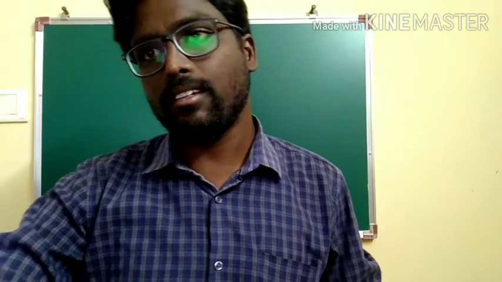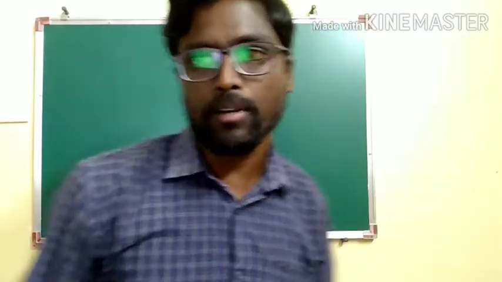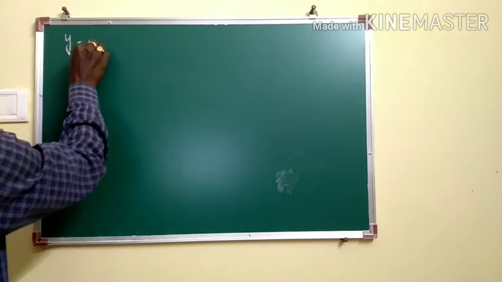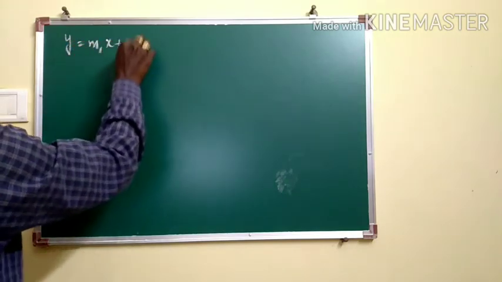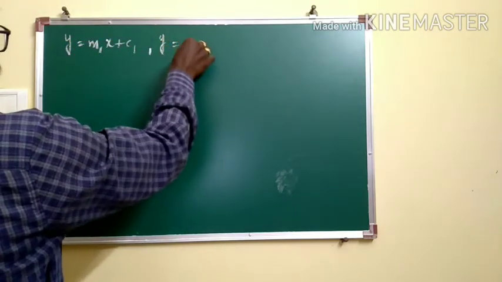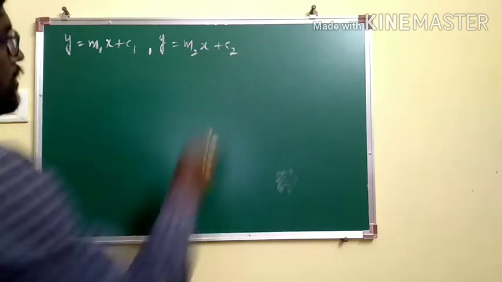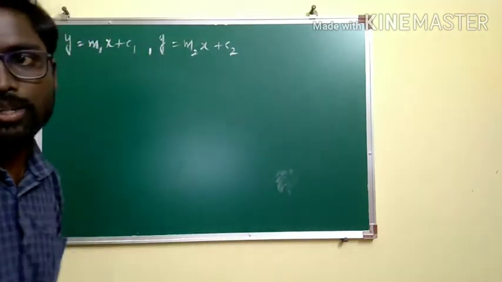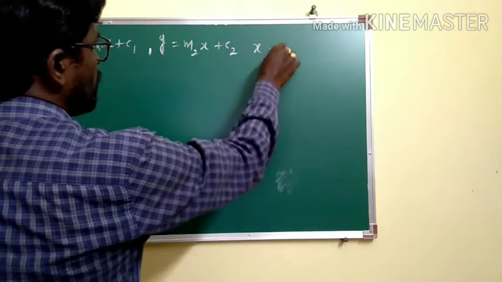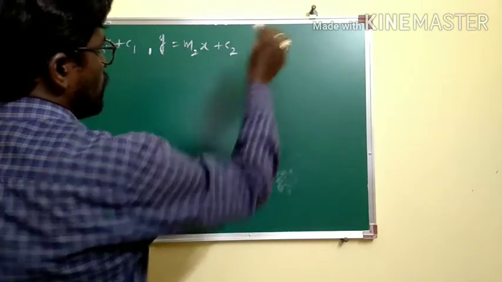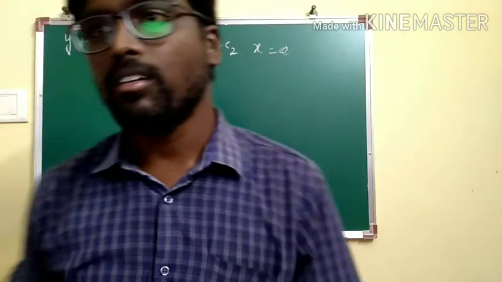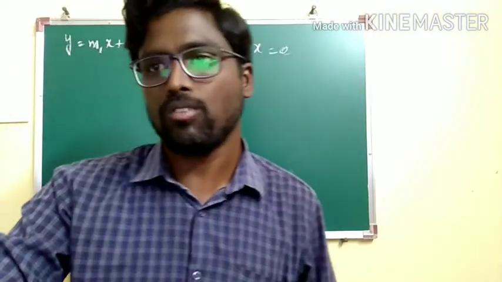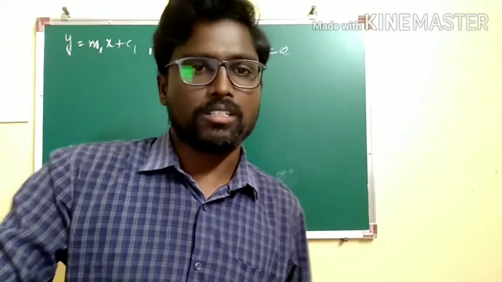It's a derivation to show that the area of the triangle formed by the lines y equal to m1x plus c1 and y equal to m2x plus c2 and x equal to 0 is (c1 minus c2) whole square by 2 mod (m1 minus m2). This is what we are supposed to prove.